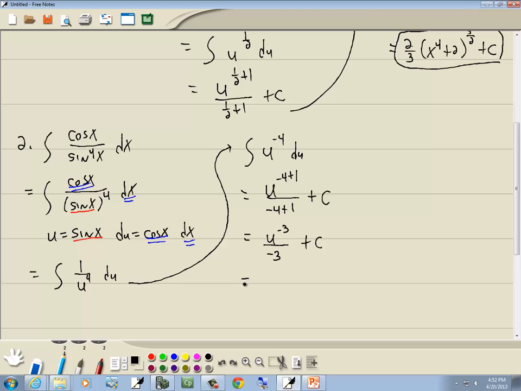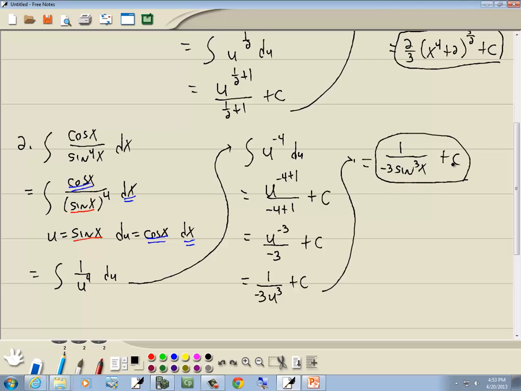c. We want to take the u to the negative 3 downstairs. We don't want any negative exponents. So this will be 1 over negative 3 u to the positive 3 plus c. And last thing we need to do is plug our u back in. We said u is equal to sine. So we're going to have 1 over negative 3 sine to the third power x plus c. And that's our answer.